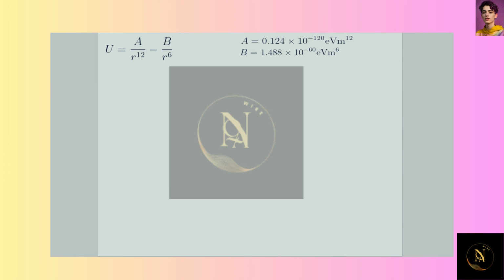The first part of this question asks us to work out the separation distance R0 at which the energy of a molecule is minimum, given this Lennard-Jones potential equation here. When the potential energy of the molecule is minimum, we know that dU/dr will be equal to 0.